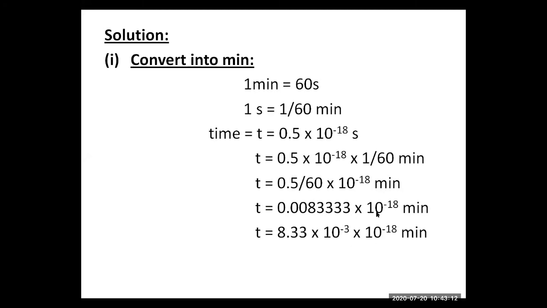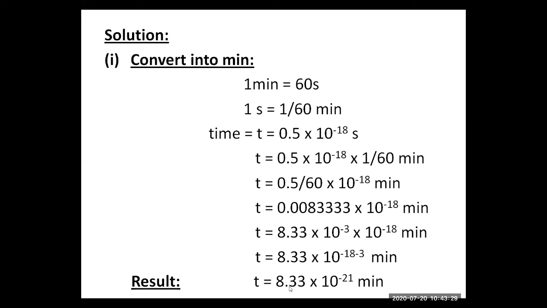Now the next one, 10 raised to the power minus 18 will remain the same. So in multiplication we will add their powers, so 8.33 will remain the same, and 10 raised to the power minus 18 minus 3, then it will add, so it will become t is equal to 8.33 multiplied by 10 raised to the power minus 21 minutes. I hope so, students, you will try to understand it. Any confusion about that, I will share your problem in the last one.